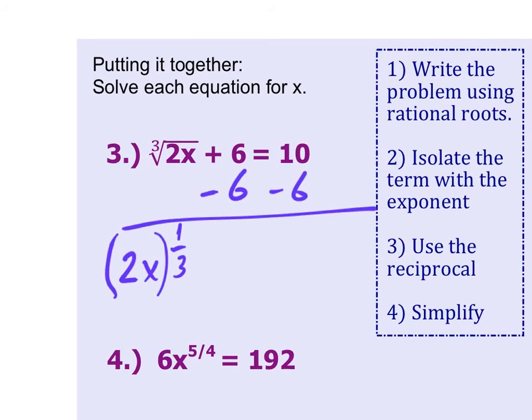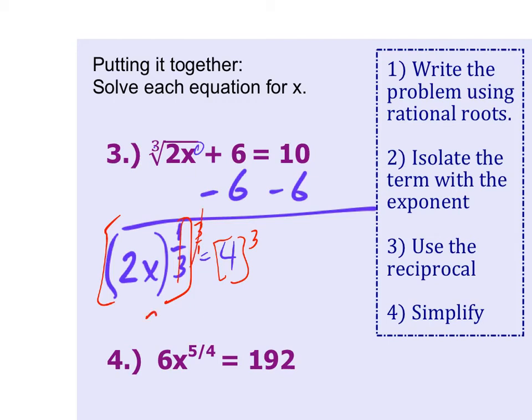Here's a 1/3 because we just have the cube root. There's no square or anything here. It's just the cube root, and that equals 4. Okay, so I'm going to cube both sides because I would need to get rid of this 1/3. So I'm going to raise it to the 3/1. What's done unto one side must be done unto the other.